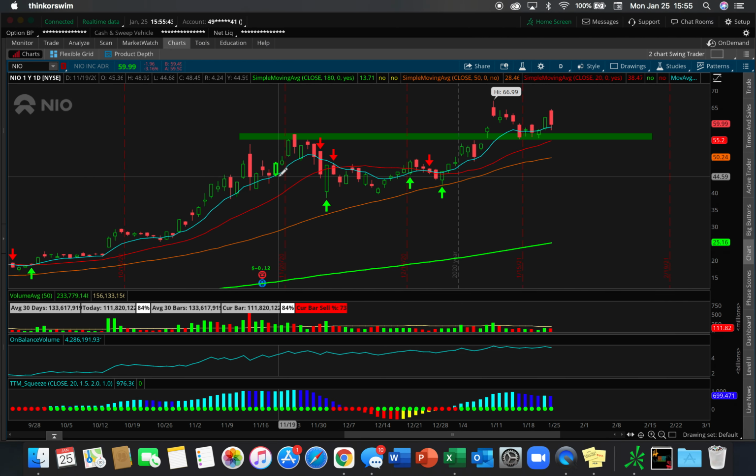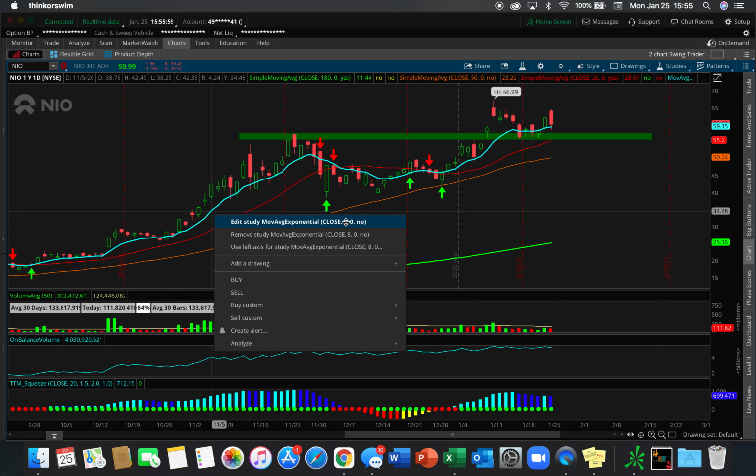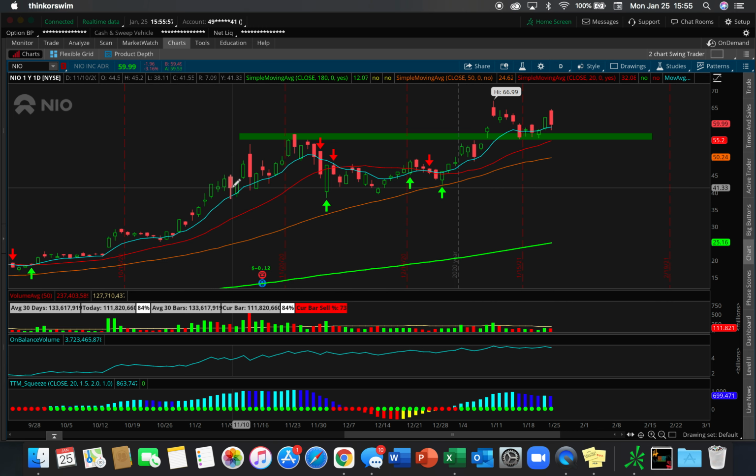So as you can see, these lines right here are called moving averages, right? They take the closing price of the last however many days I set it at. So for example, this one right here is 8. So it takes the last 8 days' closing price and creates an average, and it represents it as a price, which creates a line. So that's an average, right?